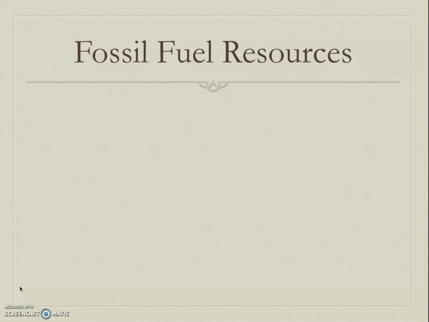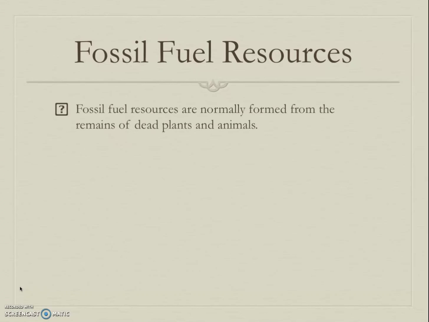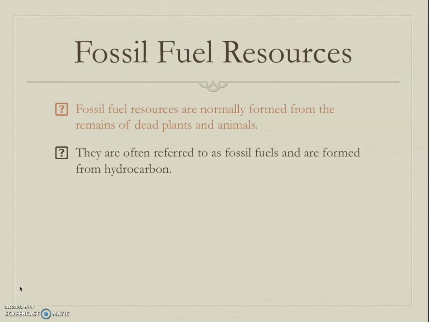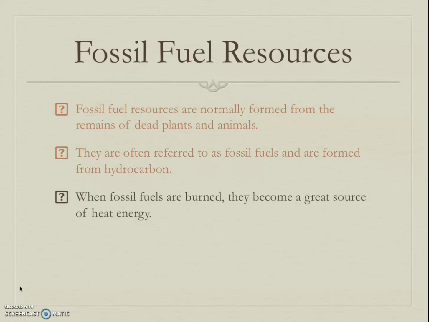Next, we are going to see fossil fuel resources. Fossil fuel resources are normally formed from the remains of dead plants and animals. They are often referred to as fossil fuels and are formed from hydrocarbons. When fossil fuels are burned, they become a great source of heat energy. Examples of fossil fuel resources are coal, petroleum, and natural gas.